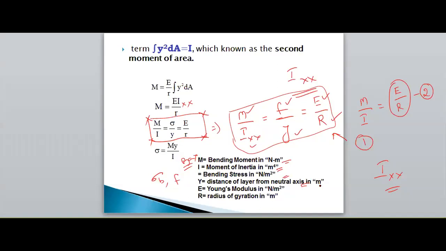Y is the distance from the neutral axis to where we want to find the stresses, in meters, and E is the Young's modulus in Newton per meter square, and R is the radius of curvature in meters. So this is the only formula in this chapter.